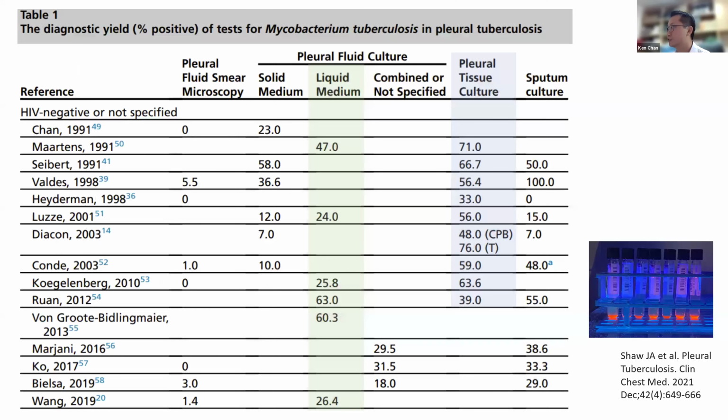So this is a very nice review by Jane that was published a few years ago on the pleural fluid MTB culture. You can see that even with liquid culture or the pleural tissue culture, the sensitivity is not very optimum. At most, it's around 50 to 70% for the MTB culture, depending on the specimen we are using.